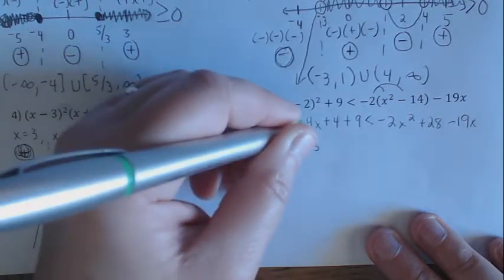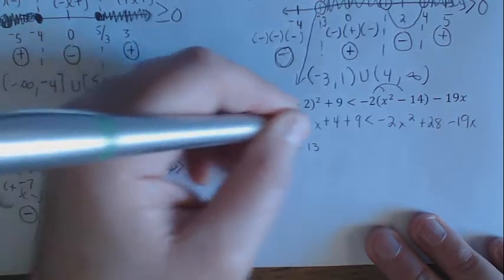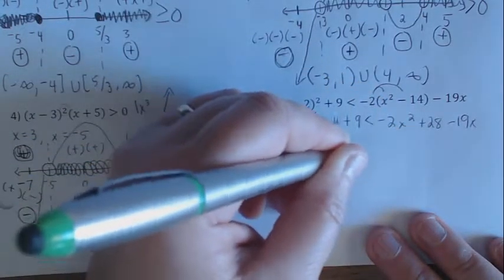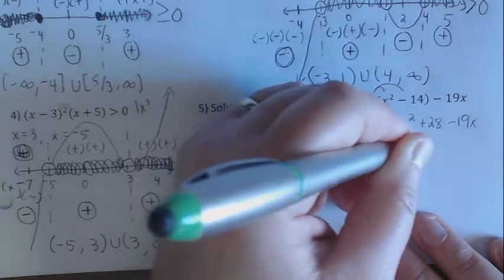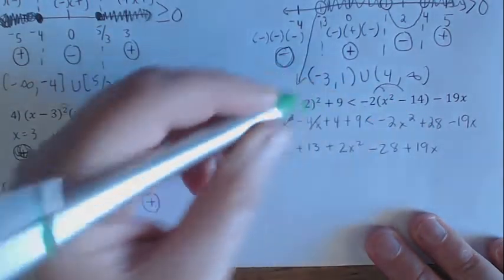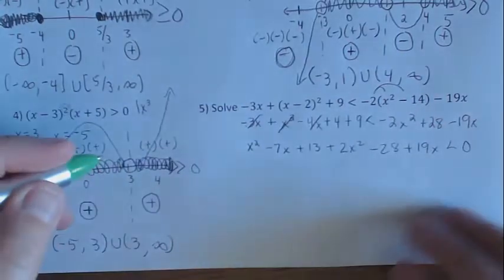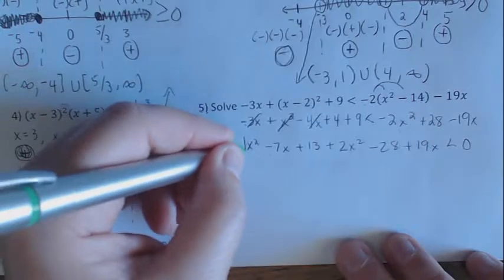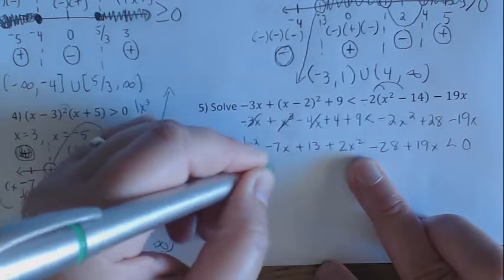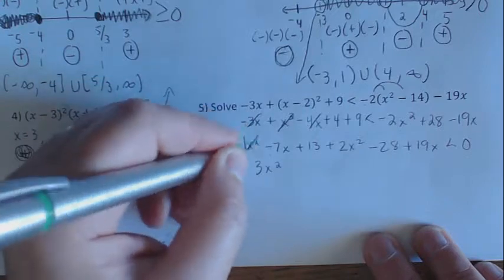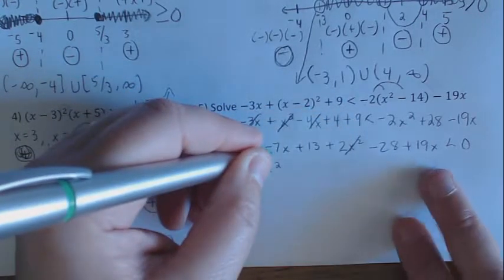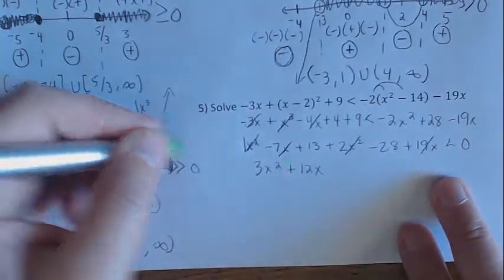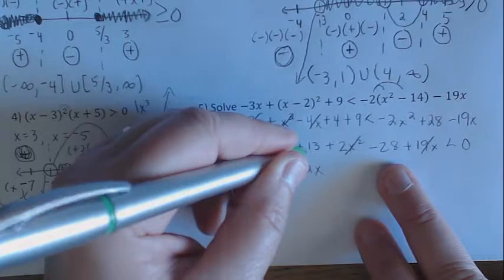Now I need to move everything to the left side, so I've got x squared minus 7x plus 13, just double checking my work, and then I need to move the minus 2x over, and the 28 over, and the minus 19 over. And when I move something over the inequality sign or the equal sign, it changes sign, so that's going to make it plus 2x minus 28 plus 19x. And now I'm going to add like terms again and get 3x squared, and then minus 7x plus 19x is positive 12x, and 13 minus 28 is -5.